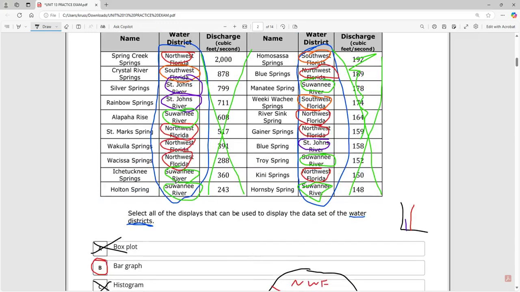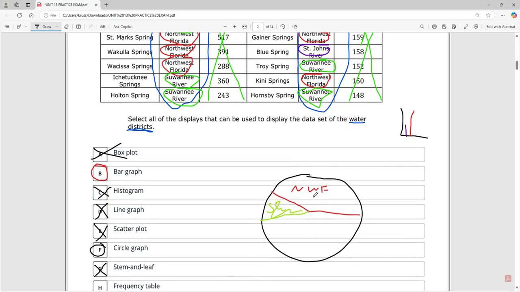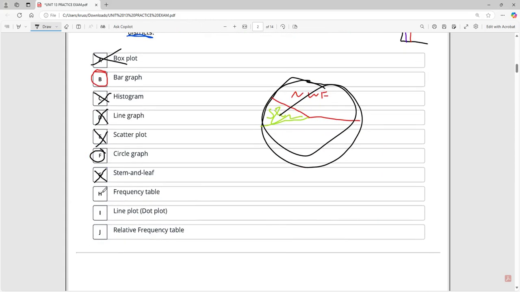Could I use a frequency table? I sure could use a frequency table. In fact, if I wanted to change these and put the percentages in here, that's what I would use. And then I would take that frequency table and turn it into my circle graph. So yeah, a frequency table works good. And so does a relative frequency table. That's actually what I just described.